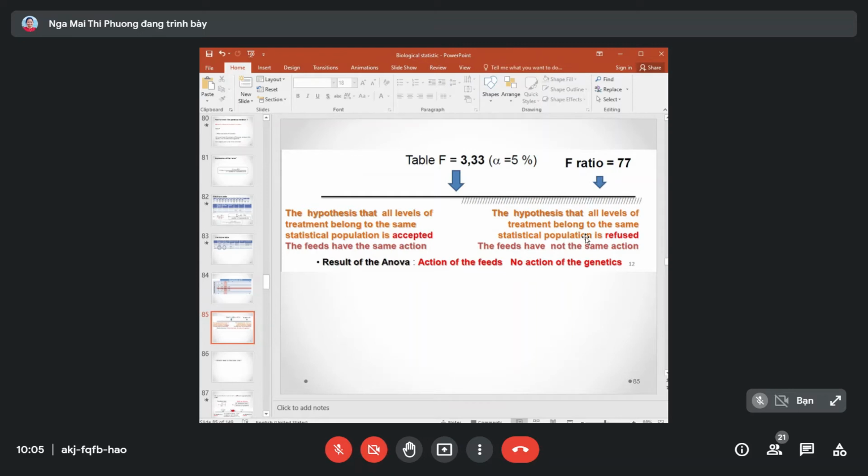If the F ratio is bigger than F limit, we reject the H0. What does it mean? It means we accept the H1. And what is the H1? The fit has a different effect on the number of X.